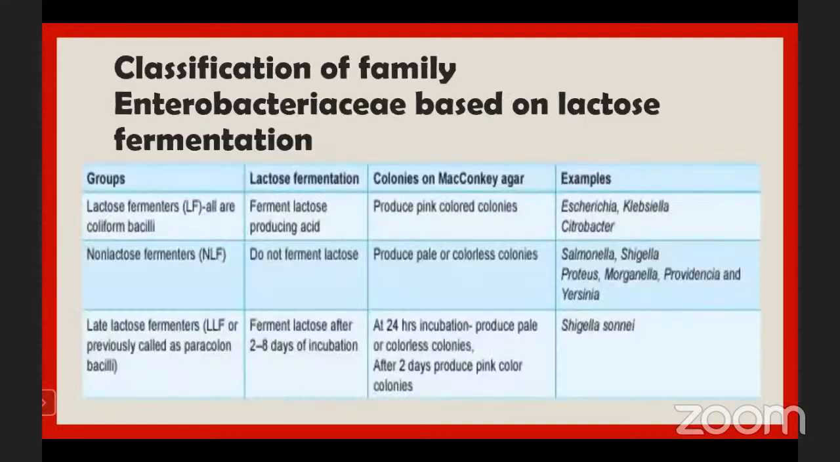Next one is the classification of family Enterobacteriaceae based on lactose fermentation. Lactose fermenters are all coliform bacilli. They ferment lactose producing acid. Colonies on MacConkey agar produce pink colonies. The examples are E. coli, Klebsiella, and Citrobacter.